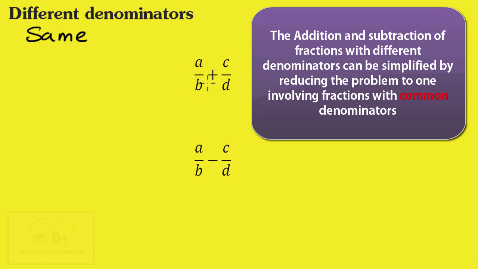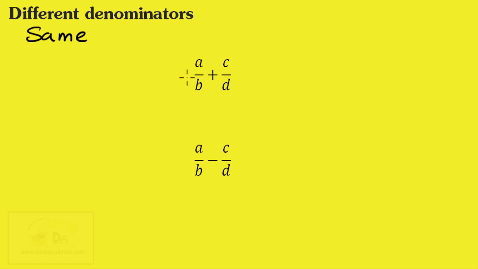So here we have a over b plus c over d. A over b is a fraction and c over d is a fraction. They have different denominators. The denominator of the first one is b and the denominator of the other fraction is d. So how do we proceed? We proceed by manipulating these fractions to give fractions that have the same denominator. So here's what you do.